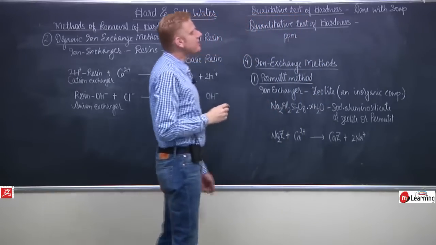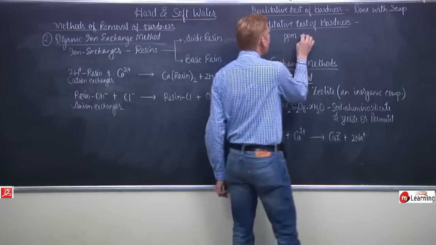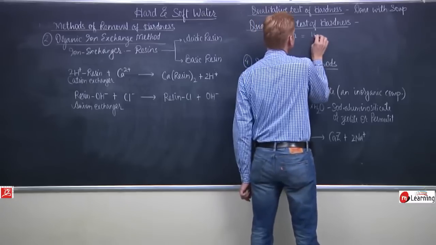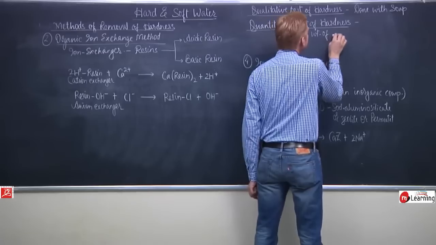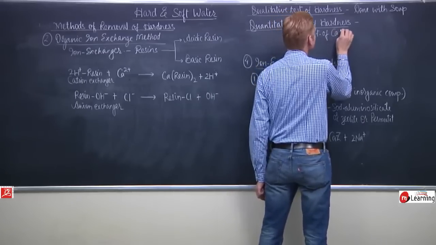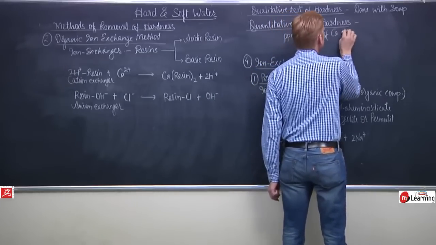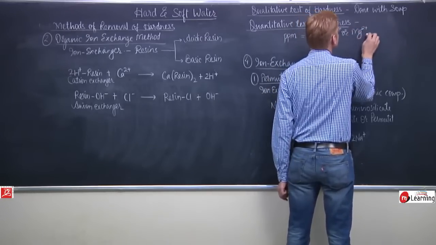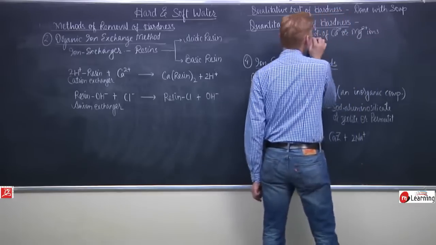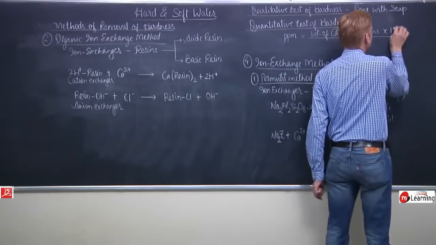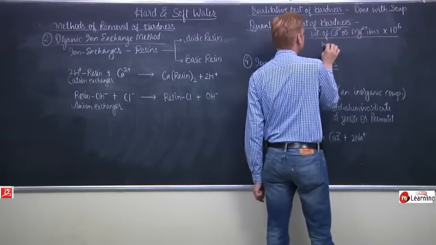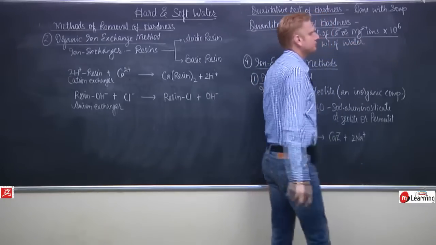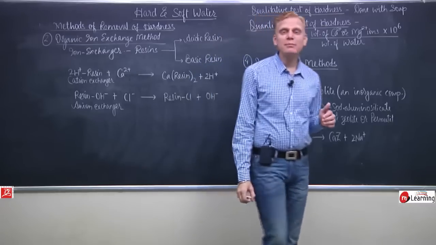I hope you know parts per million concentration. The parts per million concentration involves the weight of calcium or magnesium ions into 10 to the power 6 by the weight of water.